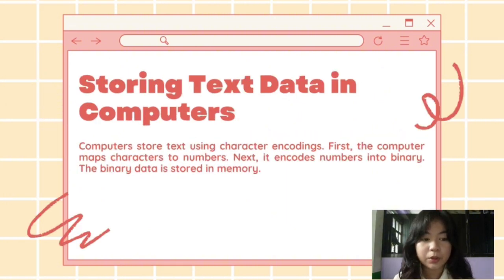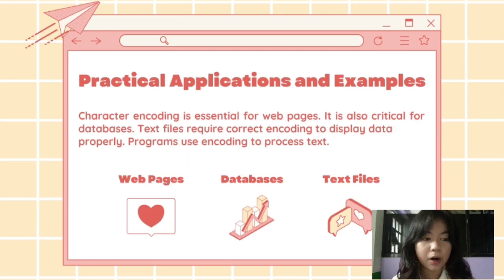Moving on to storing text data in computers. Computers store text using character encodings. First, the computer maps characters to numbers. Next, it encodes numbers into binary. The binary data is stored into memory. Practical applications and examples of these are web pages, databases, and text files.